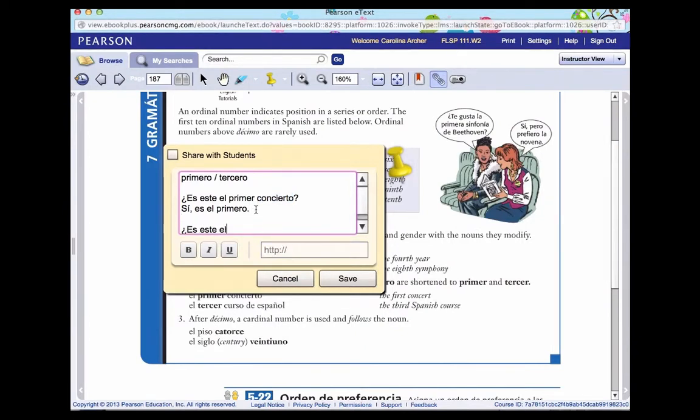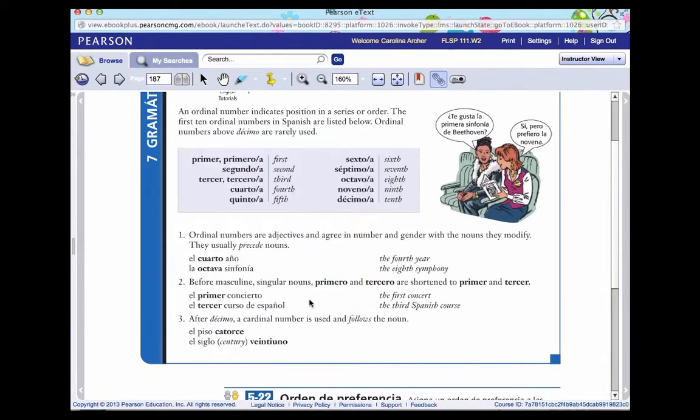¿Es este el tercer concierto? Sí, es el tercero. Okay? When it's replacing the noun, we use the whole form. Okay? I hope that makes sense. With the other ones, that doesn't happen.